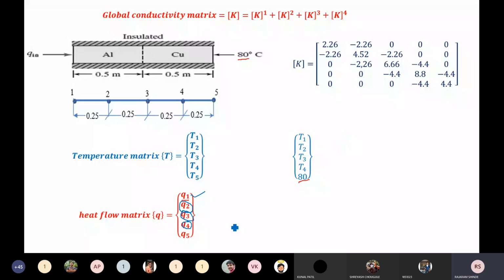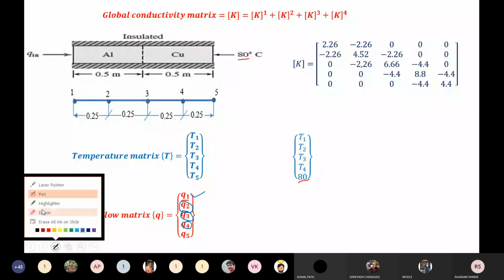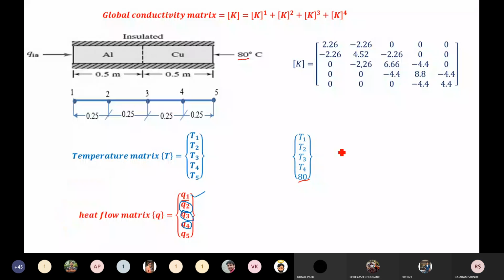Your Q in, I will write here. Q in is equal to 4,000 watt per meter square. Okay. Q in is 4,000 watt per meter square. Means this is not heat flow because of this unit. You see this unit.